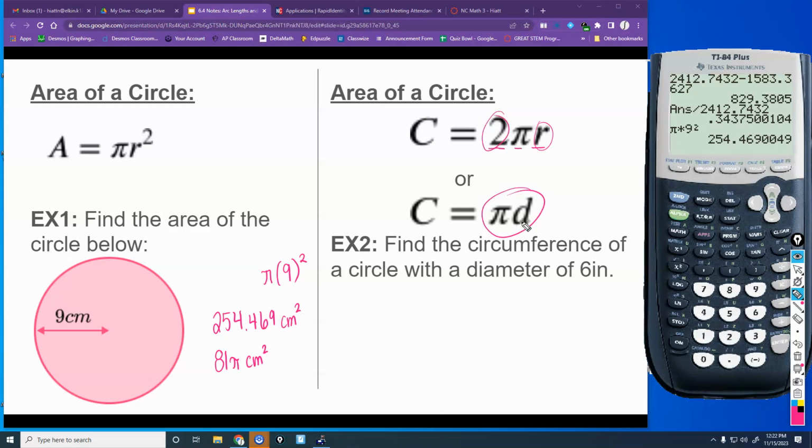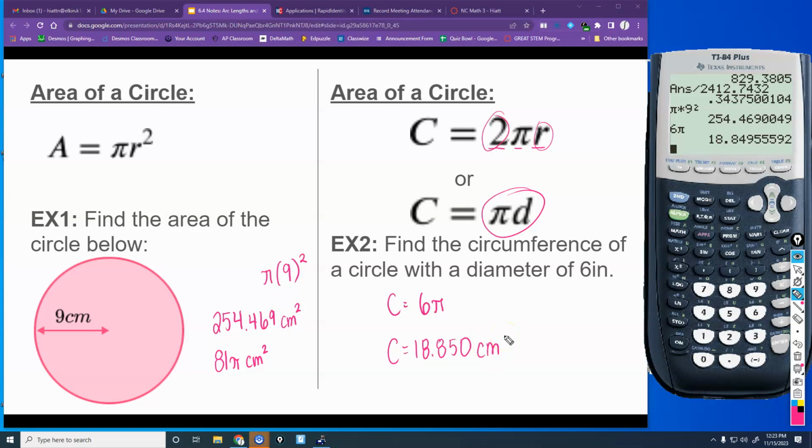For example 2, it says find the circumference of a circle with a diameter of 6 inches. They gave the diameter here, so I would just do 6 times pi for that circumference. If you do that in the calculator, 6 times pi, we are going to get 18.850 if we round up. And this would just be inches.